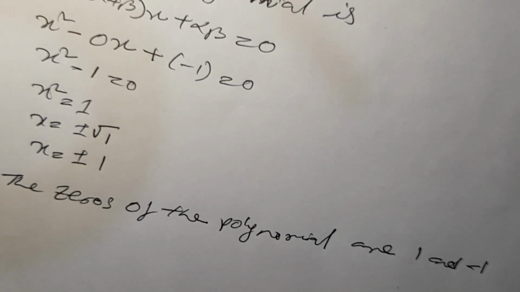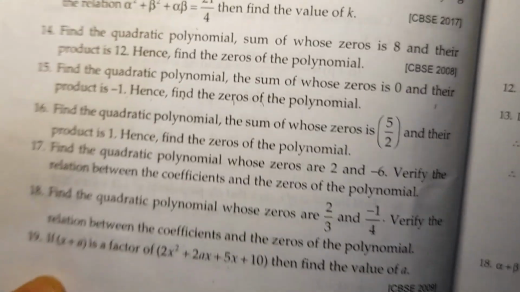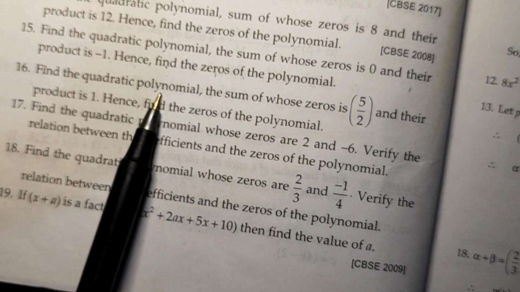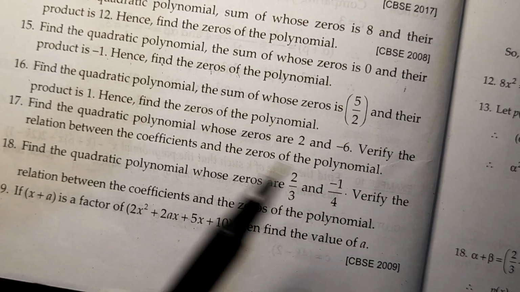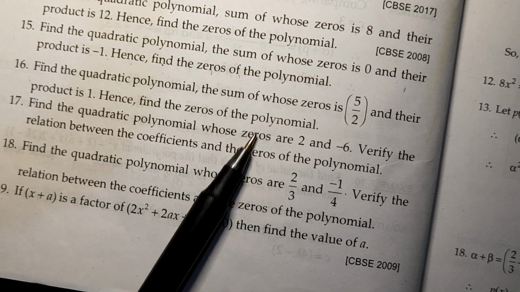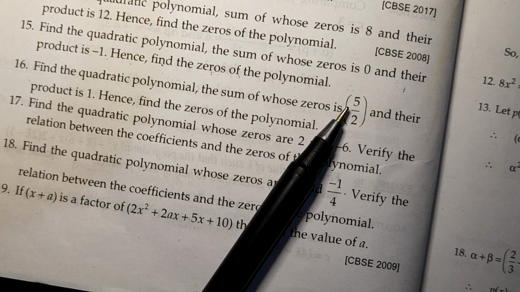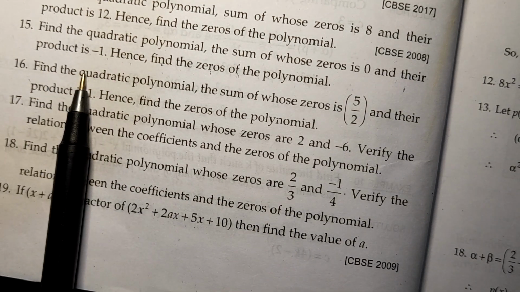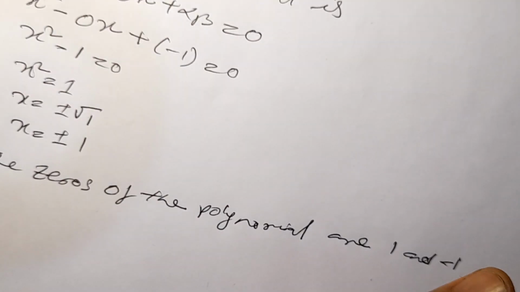Next question, that is question number 16. Find a quadratic polynomial the sum of whose zeros is 5 by 2 and their product is minus 1. Hence find the zeros of the polynomial. Sum of zeros, alpha plus beta, is given, and alpha into beta is given. So we have to find a quadratic polynomial, then we have to find the zeros of the polynomial. This is question number 16.